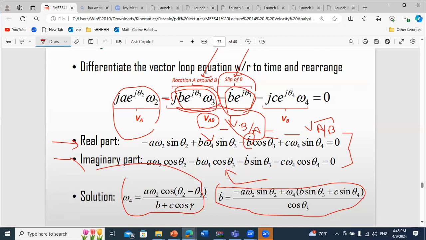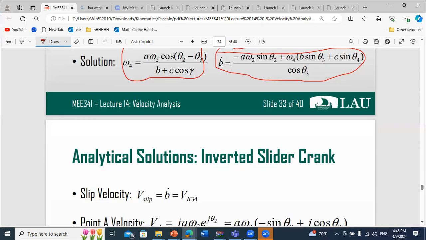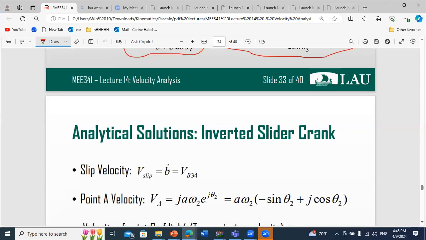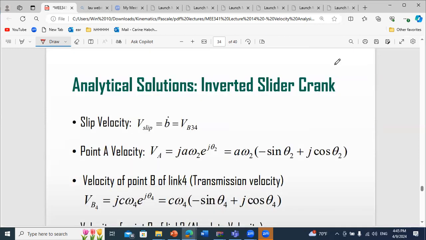So this is the problem of a slider, now inverted slider system. And now, as we mentioned, the slip velocity is B dot, okay? It represents the slipping of the block on the coupler. If you want to solve for the velocity of point A, it's simply the derivative of position vector. So it's j A omega 2 e^(j theta 2).